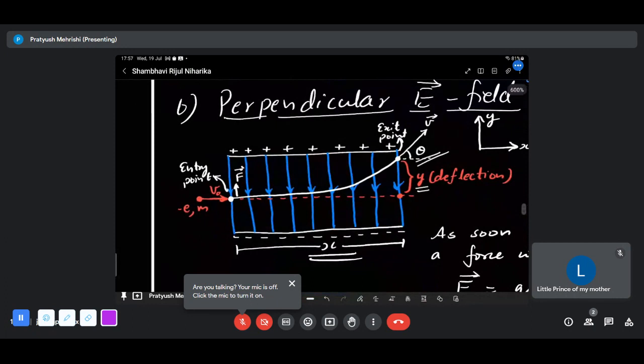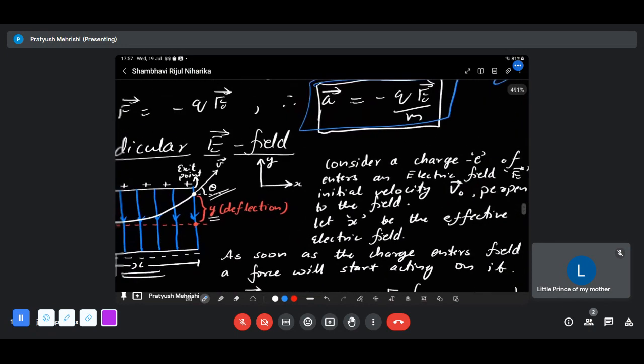Then, as soon as this charge enters the field region, it will be constantly dragged towards the opposite charge. Means if the charge is negative, it will be dragged towards the positive charge, and if the charge is positive, it will be dragged towards the negative charge. Trajectory will be the same, as long as the electric field is kept the same. The trajectory of the particle will be the same.